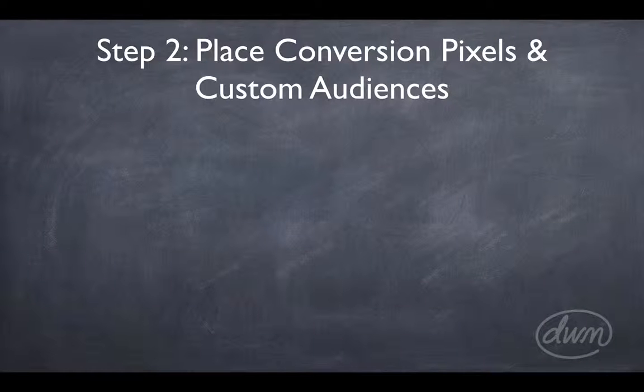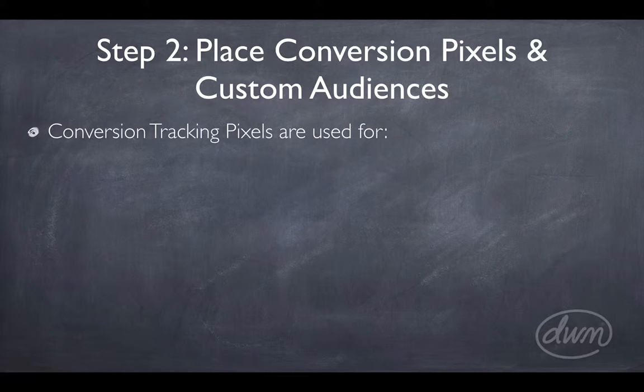So step 2 in the 7-step process is placing your conversion pixels in your custom audiences. You've got to do this before you can run your ads. So let's talk about the difference here. Conversion tracking pixels are used for tracking and optimization, basically. Optimization, you're probably thinking, what are you talking about?